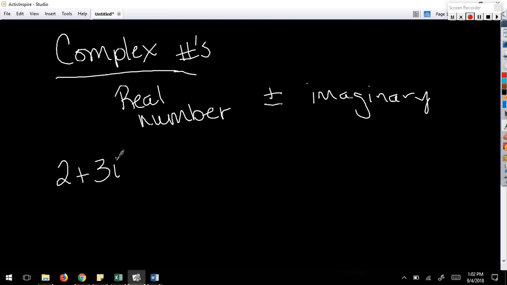So a complex number may look something like 2 plus 3i, 7 minus 5i, 1 minus i. I could go on, but the point is, it's a combination of a real number and an imaginary. If it doesn't have the real number part on it, it's just imaginary. But if it has the real number part to it, then it's a complex number. So what we're going to do is add, subtract, multiply, and divide complex numbers. Y'all ready?